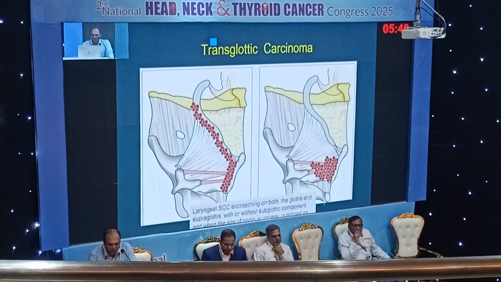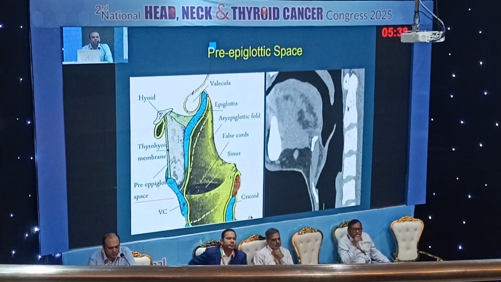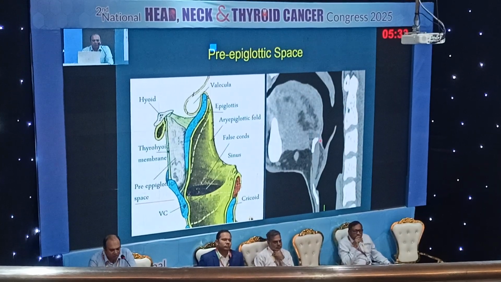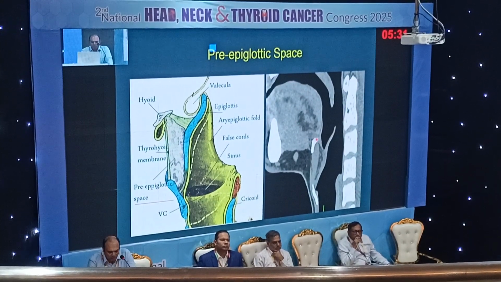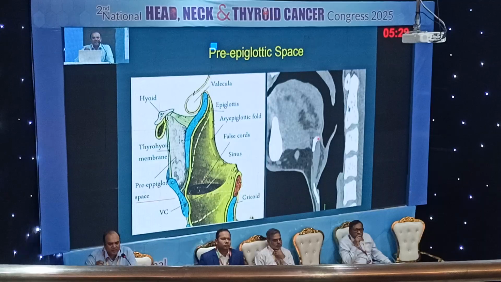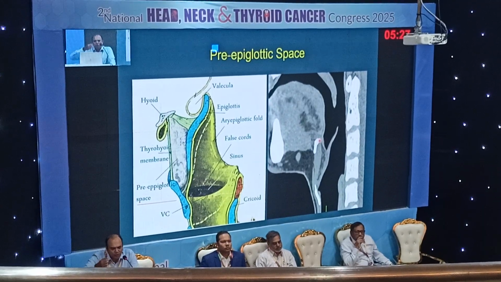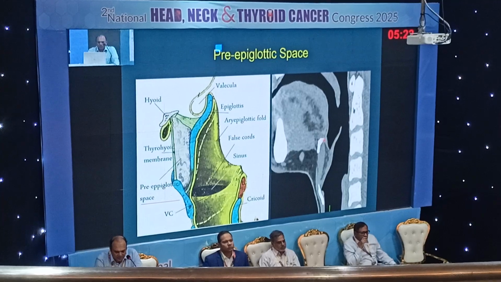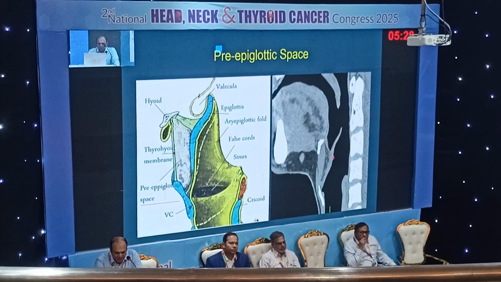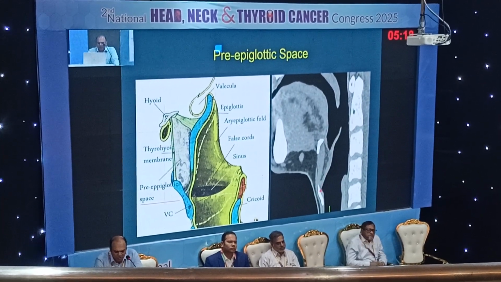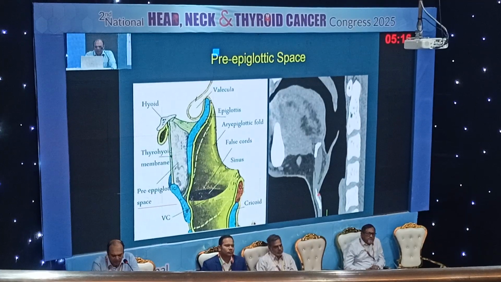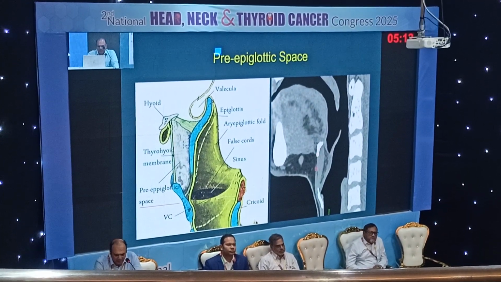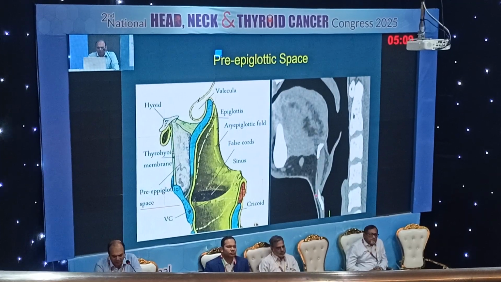Transglottic carcinoma, everyone knows, I'm skipping that because of time. The pre-epiglottic space is bounded superiorly by the hyoepiglottic ligament, which we cannot make out. That ligament is nothing but the fold of mucosa covering the median glossoepiglottic fold radiologically. So this is the superior surface. Posteriorly it is the epiglottis, which is attached to the thyroid cartilage. Anteriorly it is the thyrohyoid membrane.